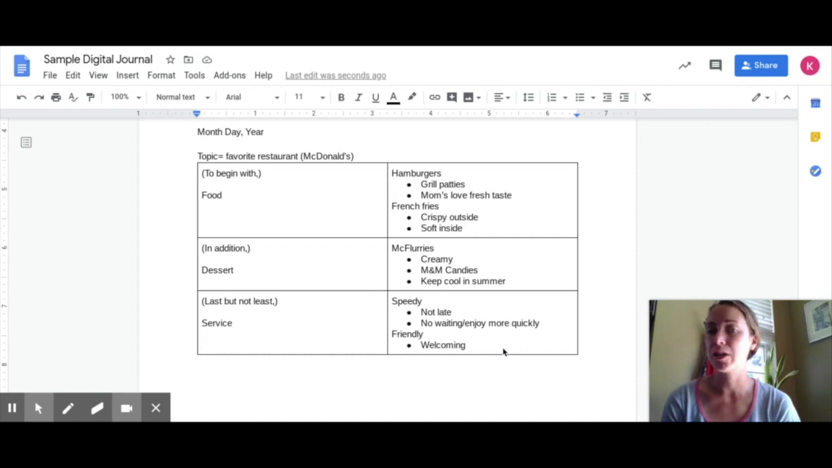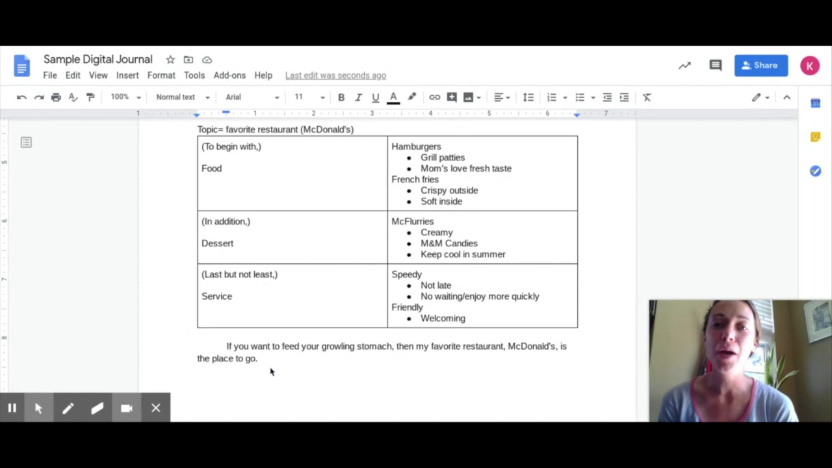What is the first thing that you see on my McDonald's plan? In other words, what is the first thing that I should write about? The first thing on my plan is the topic. So I'm going to make sure that I write a topic sentence to start my essay. Now, we talked about 4 different ways to write topic sentences, and I'm just going to choose one of those to begin my essay. The topic sentence I chose to go with is, if you want to feed your growling stomach, then my favorite restaurant, McDonald's, is the place to go.